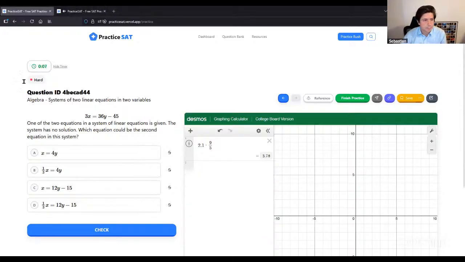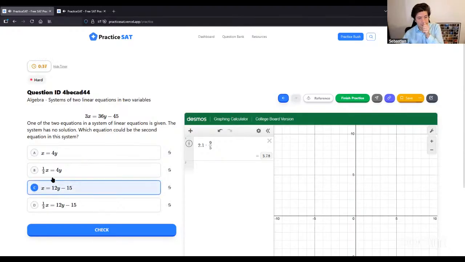All right. One of the two equations in the system of linear equations is given. The system has no solution. Which equation could be the second equation in the system? So 3x equals 36y minus 45. They have to have the same slopes. So we notice 36 is 12 times as big as the x. So it should be C.